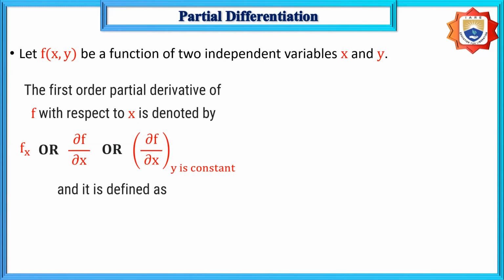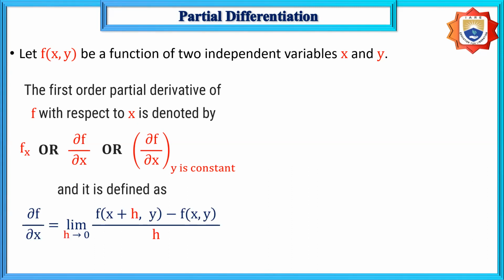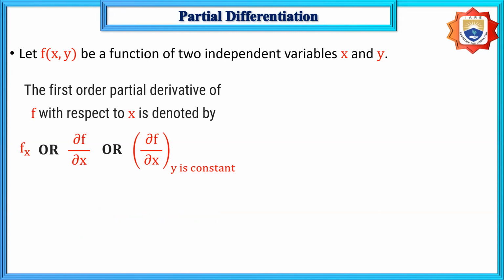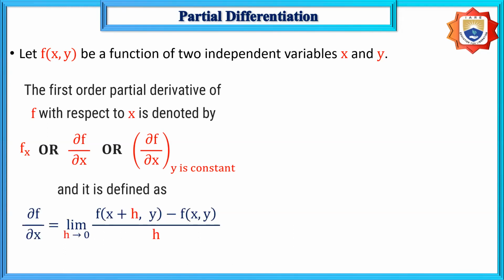Similarly, it is defined as dou f by dou x equals limit as h tends to 0 of f of x plus h comma y minus f of x comma y, divided by h. Actually, it is not required, but it is the first principle, from tenth class and intermediate level. This is the basic principle formula. But here you need to remember only this: fx or dou f by dou x, where y is considered a constant.